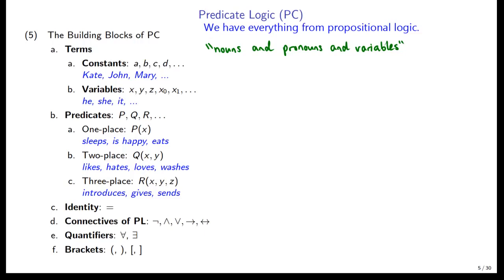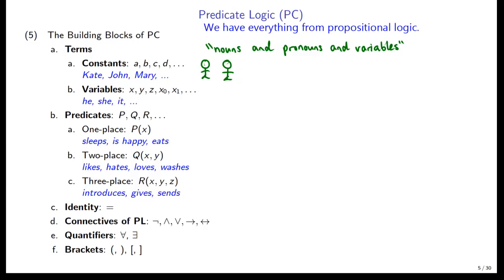So we have constants. Constants are our elements. You can use lowercase letters, a, b, c, d, and so on. Typically, we use the beginning or the middle of the alphabet for these, or you can just use full names. These correspond to actual people in the world, so Kate, John, Mary, and so on.